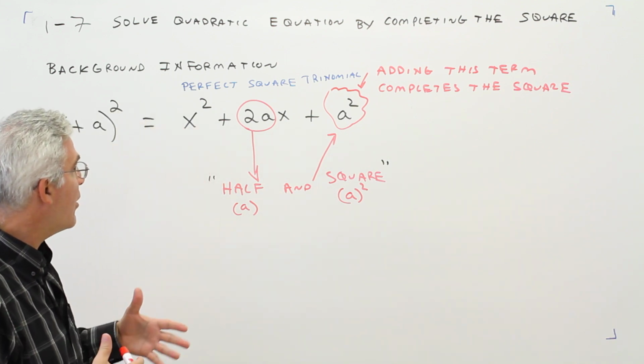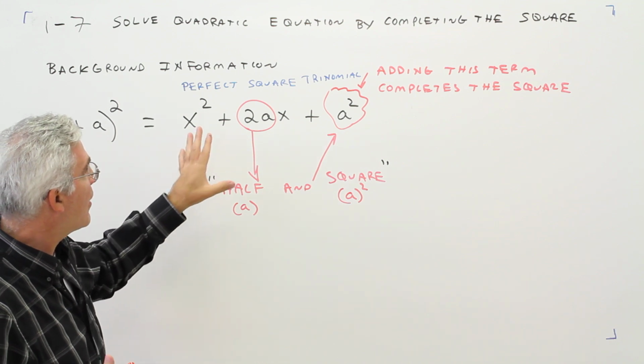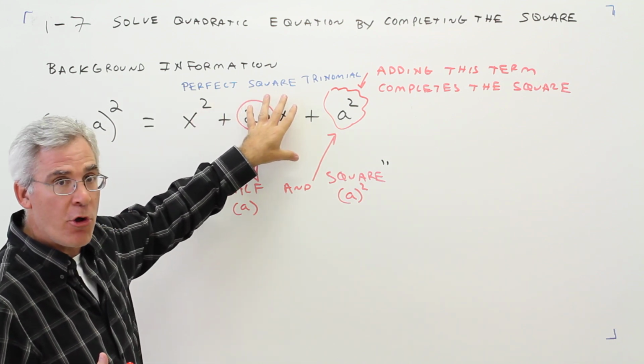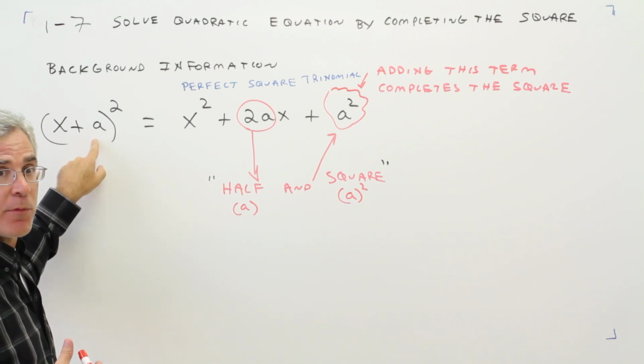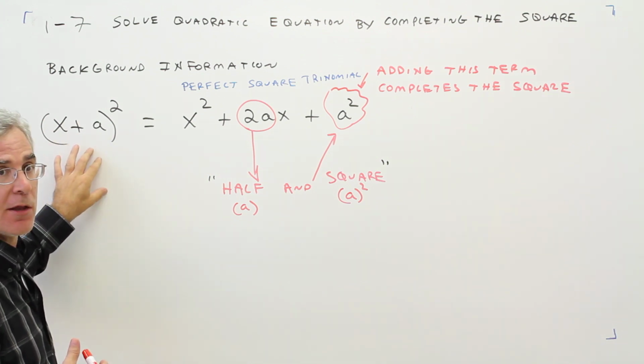All right, so what we're going to be doing is trying to get what's called a perfect square trinomial, so we can go backwards and make that be a binomial squared. So we won't have this to begin with.